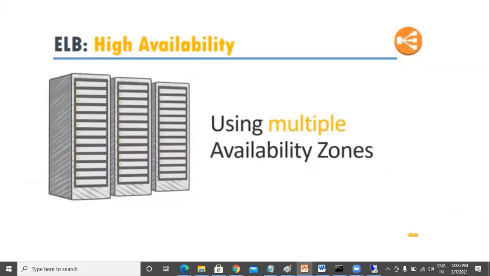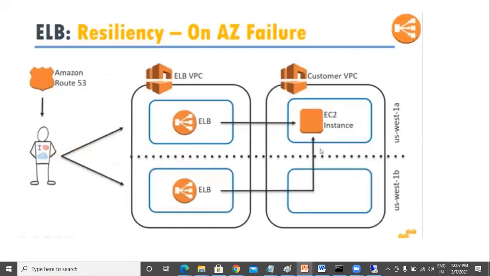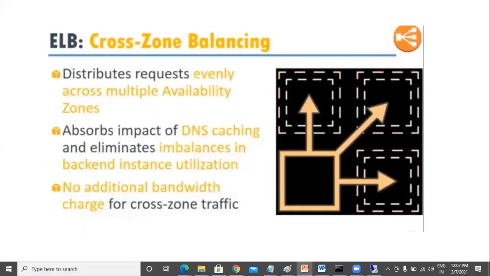It also supports multiple availability zones. You can deploy your load balancers across multiple availability zones, and you can associate two or more subnets in different zones with load balancers. Resiliency is also there, like from one VPC to another VPC if you want to configure, and between multiple availability zones, like zone 1, zone 2, you can define. Cross zone load balancing means multiple availability zones. If you want to manage the load balancer across the zones, that is also possible.